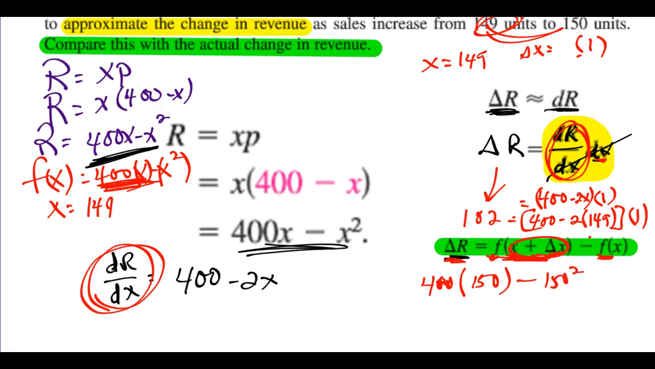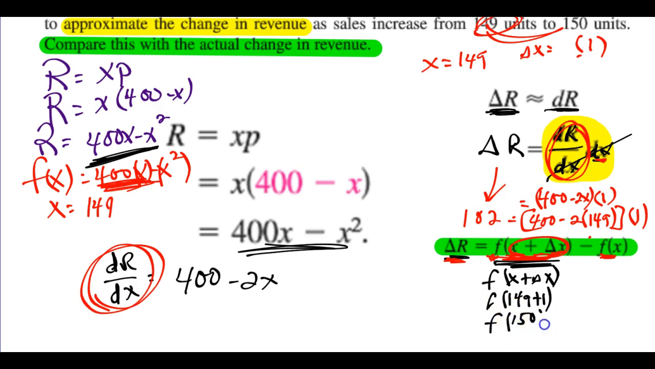Let me see if I can just move this over. Okay, let me try this again, because there are two things going on here. For this one, I have the function twice. And for this one, I'm going to use x plus delta x, and x is 149 plus 1. So it's really f at 150 minus f at 149.